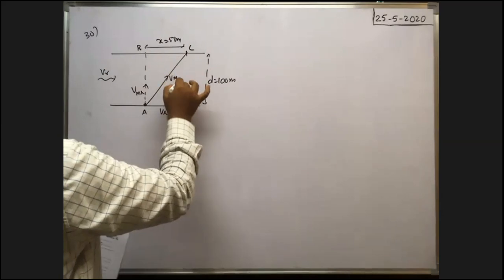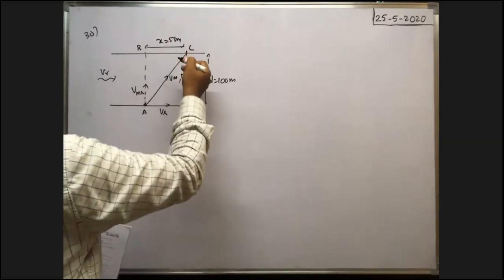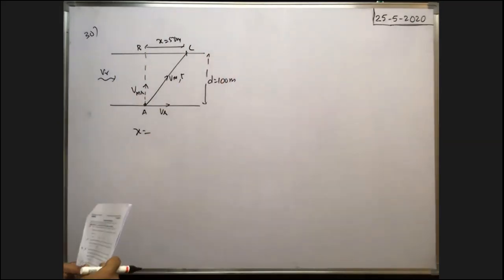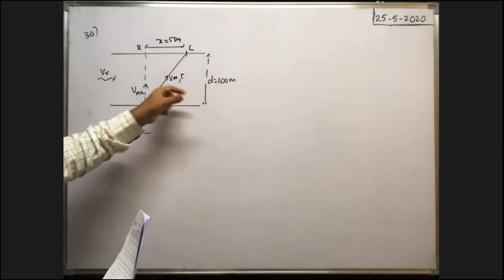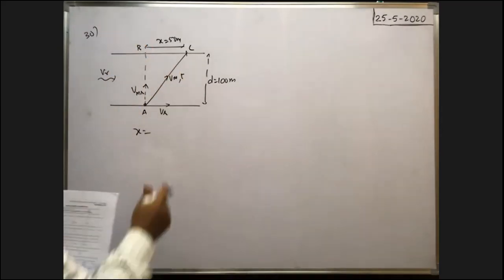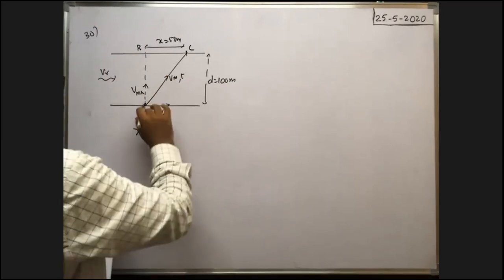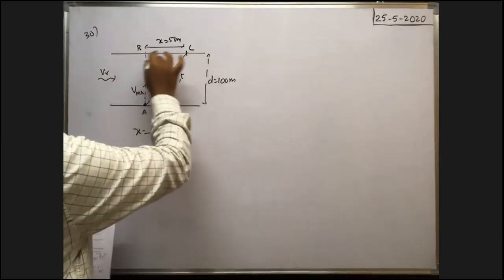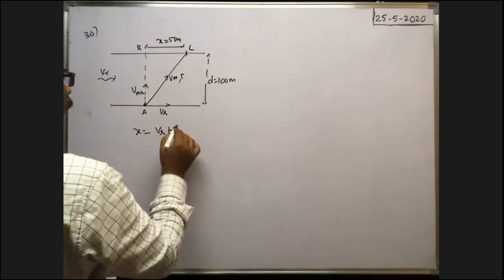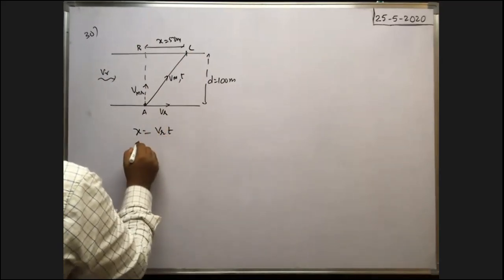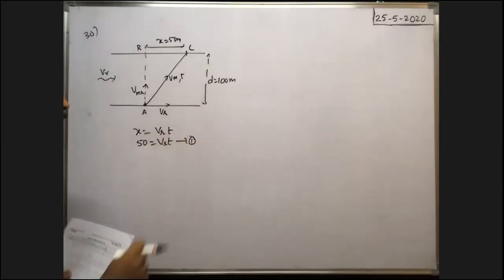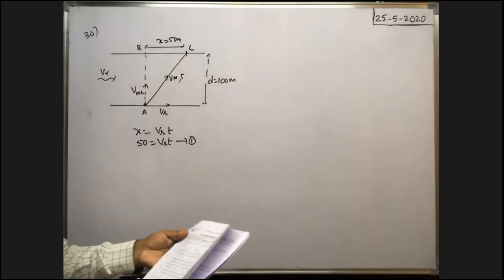Suppose the time taken by the man to cross the river is T. Then X is equal to, in this direction, what is the velocity of the man? Because the river pushes the man in this direction, in this direction he has only the velocity of the river. With that velocity of the river, in a time T seconds, he traveled a distance equal to X. So X is equal to VR into T. This condition is given: X means 50. So 50 is equal to the velocity of the river into the time taken. This is equation 1. Okay, next.